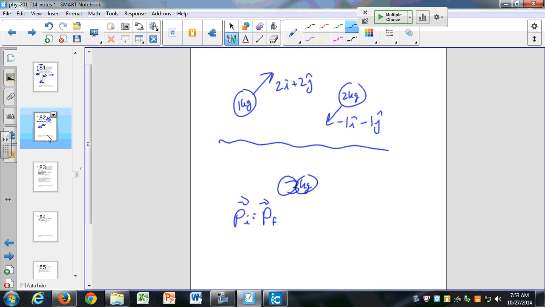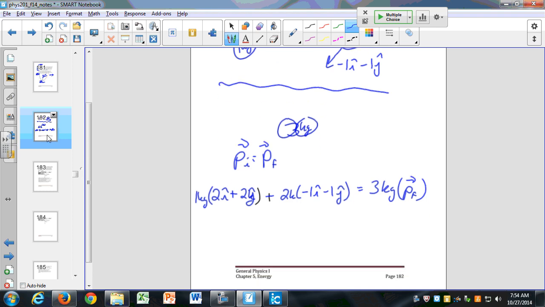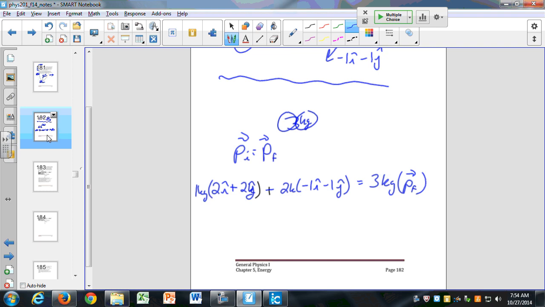Keeping it in vector notation, that's going to be 2I plus 2J, 1 kilogram, plus 2 times negative 1I minus 1, oh, it's going to be 0 actually, is equal to 3 kilograms times P final. But here actually these go away. So I'll probably give you some different numbers so your final momentum would not be 0. But then you would solve for PF. Okay? Y'all good on that? I think you're okay, right, with that?